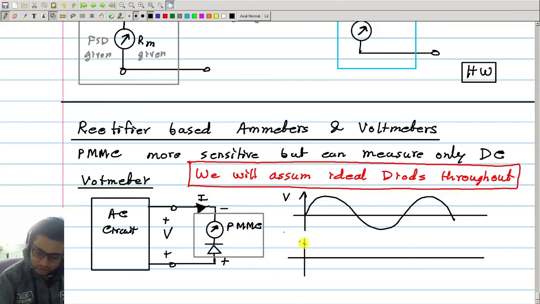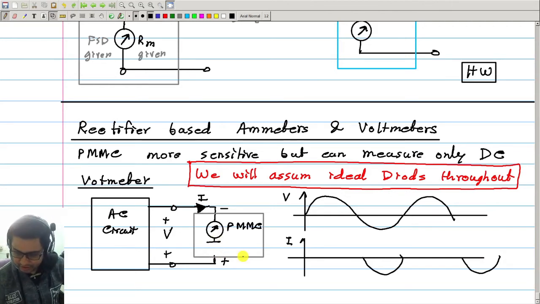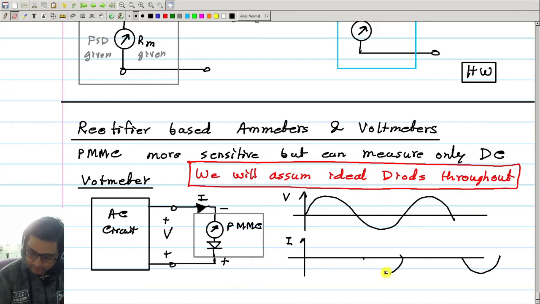Okay, so now this current will be flowing only in the negative half. Or if you like, I will just change the direction of the diode. Anyway, it is not going to change things much, but if that helps in your visualization, that's why. So now this is the current waveform.